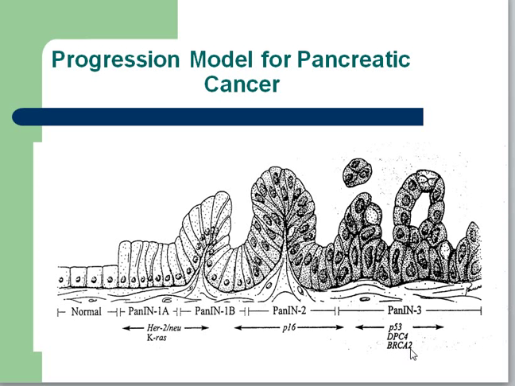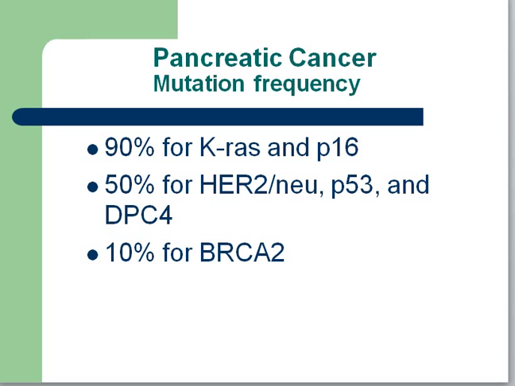The BRCA2 gene is seen in familial cases of pancreatic cancer, which occur in about 10% of cases. So 90% of pancreatic cancers have mutations in KRAS, which is the oncogene we spoke about, as well as the tumor suppressor gene P16. 50% have inactivation of these tumor suppressor genes, and then 10%, or the familial variant, have a mutation called BRCA2, which is also a tumor suppressor gene.